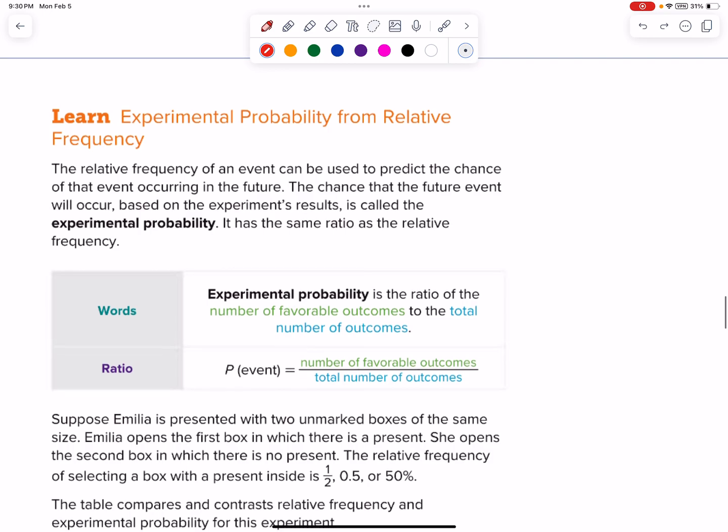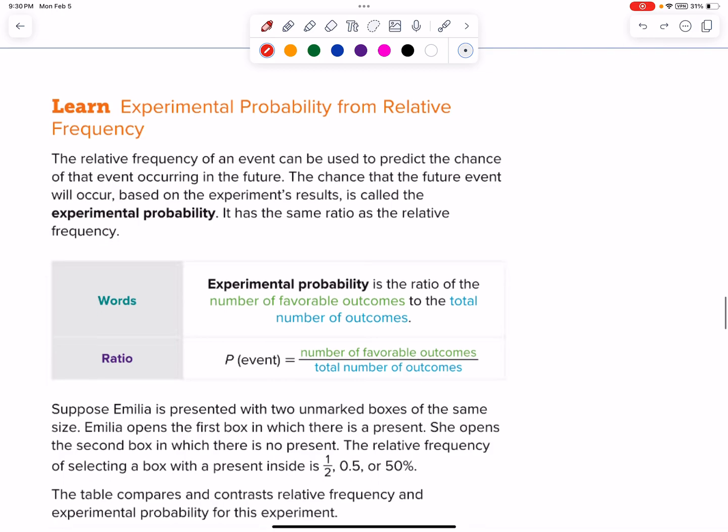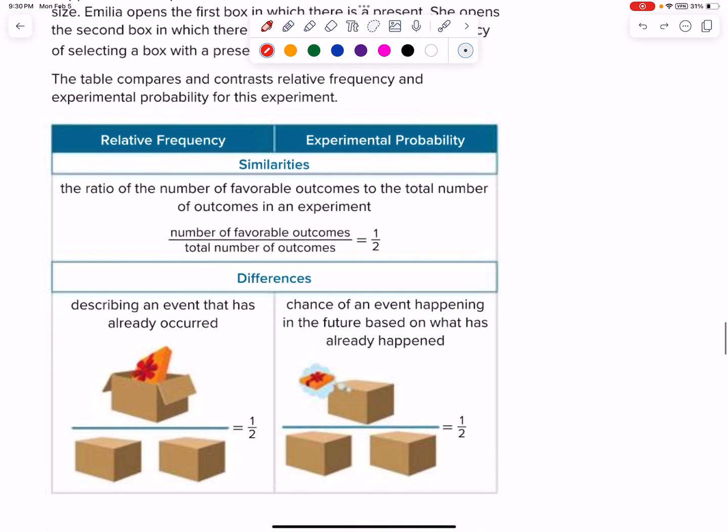Okay, so let's go ahead and take a look at experimental probability from relative frequency. Like I said, same thing. The only difference is you're going to see this actual event listed in front of it because this is all about predicting the future based on that data, rather than just listing the ratio. Okay, but basically it's the same thing.